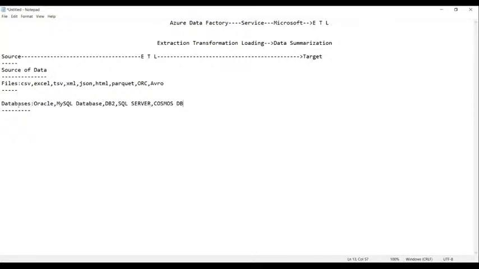So that means we can get the data even from the databases, that is Oracle, MySQL, SQL Server, Cosmos DB, MongoDB, etc. Apart from this, we can also get the data from live streaming data. So, what do you mean by live streaming data, guys?